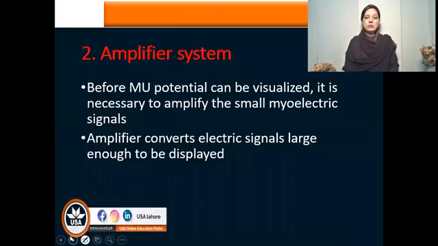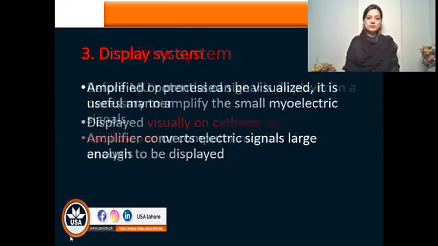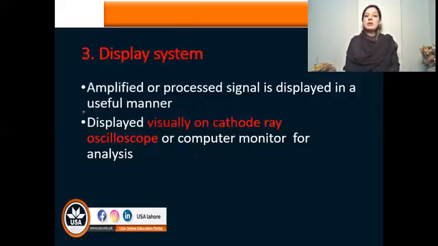The next one is the amplifier system. Before the motor unit potential can be visualized, it is necessary to amplify the small myoelectric signal. The amplifier converts these electrical signals into signals large enough to be displayed on the screen. The amplified and processed signals are displayed in a useful manner, visually on the cathode ray oscilloscope or computer monitor for analysis.